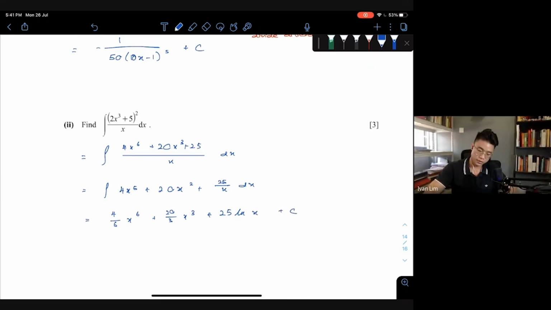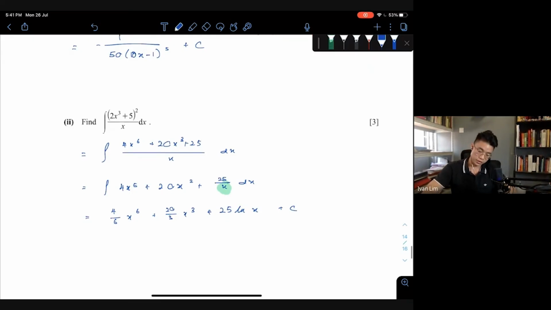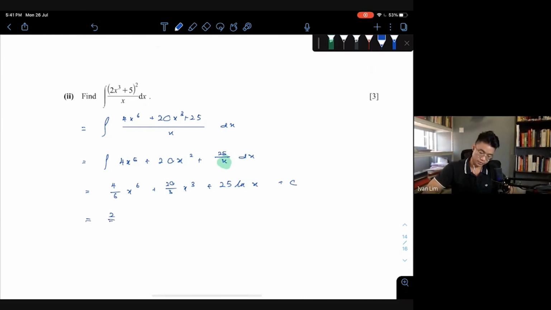Make sure when you see the bottom is x to the power of 1, some form of x to the power of 1, it can be 2x plus 1 also, you think about ln. Don't go and add the power, because minus 1 plus 1 will become 0 already. So you got to think about ln when the bottom power is x to the power of 1. This one can be simplified: 2/3 x^6 plus 20 over 3 x cubed plus 25 ln x plus c.